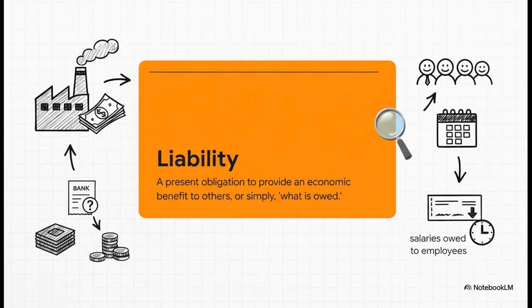Next up, liability. And you could probably guess this one. It's the opposite of an asset. It's not what you own, it's what you owe. So for our company Apex Innovations, what's a liability? That big bank loan it took out for the factory? Yep. The money it owes a supplier for a shipment of microchips? For sure. Even the paychecks it owes its employees at the end of the month, that's a liability.